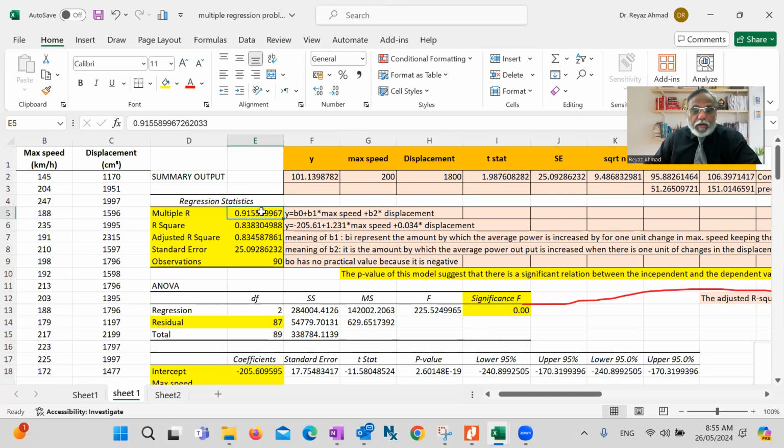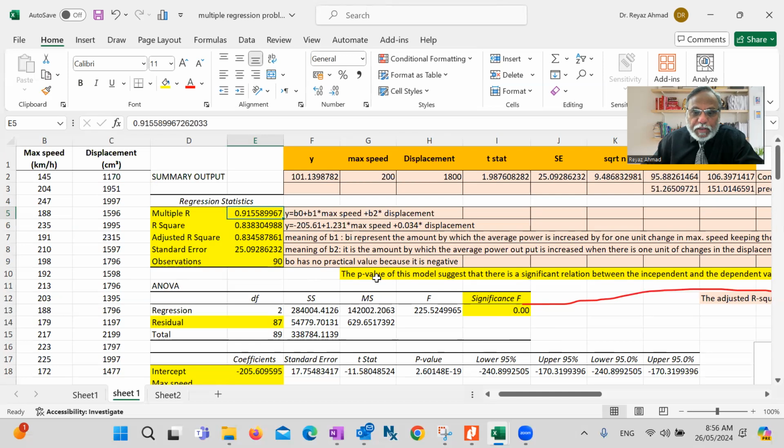This is 91.56. And the positive correlation lies between -1 to 1. So highly negatively correlated would be -1, and absolutely correlated would be 1. So the closer the value is to 1, the more highly correlated. So the model is confirmed by this probability.